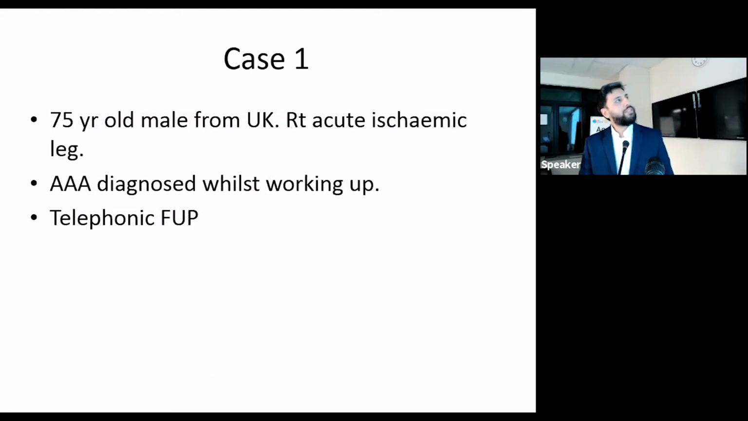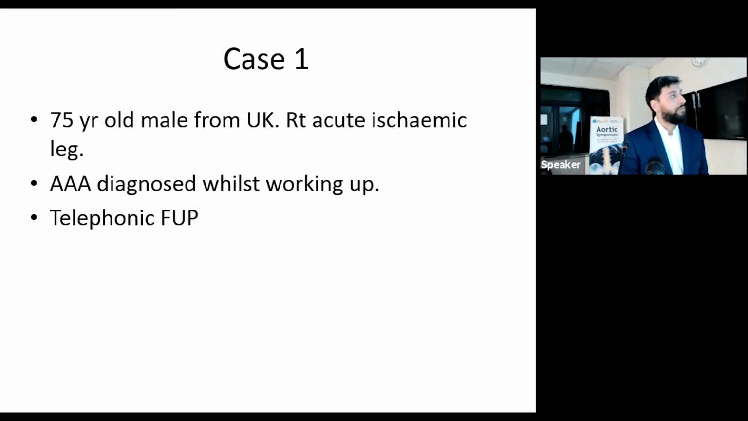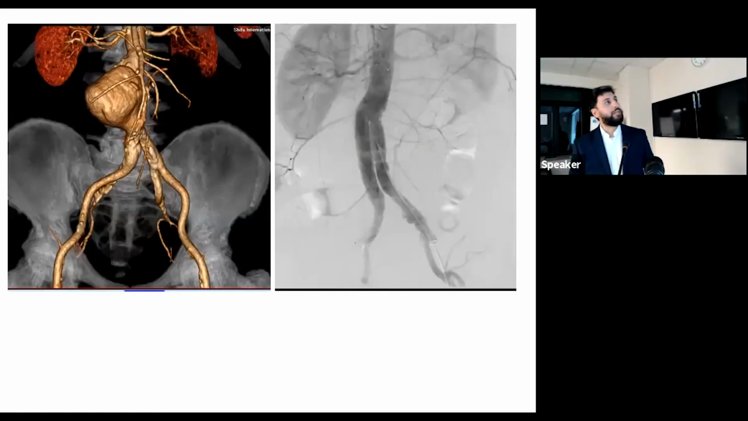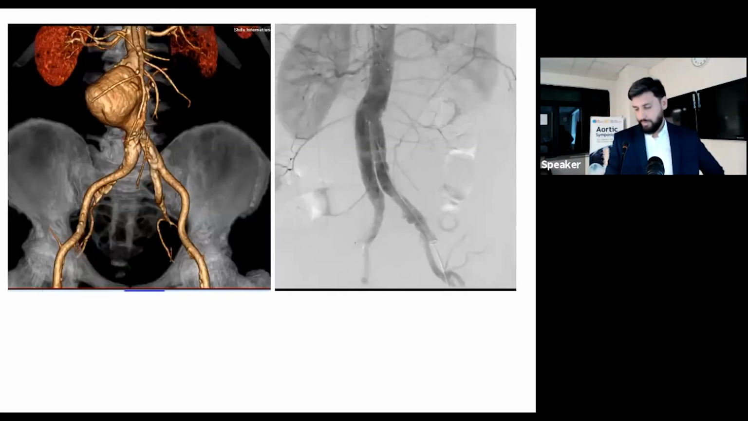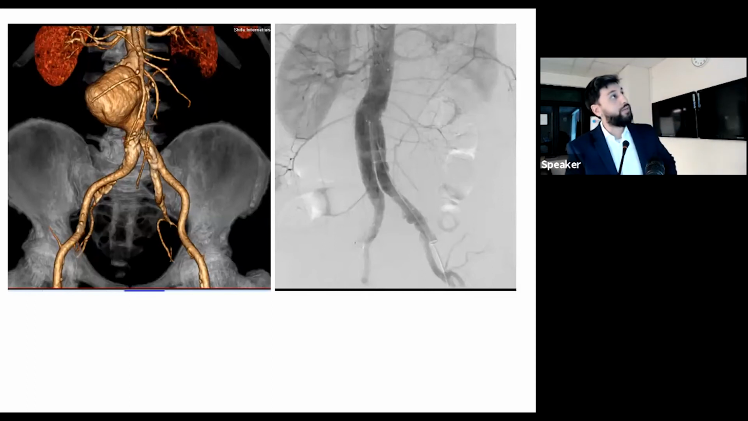But what we do is state-of-the-art vascular work as well. The first case is a 75-year-old gentleman from the UK. He presented with an acute ischemic right leg, and while being worked up for that, was discovered to have an abdominal aortic aneurysm. We've been following up this case over the telephone. Dr. Umar tells me he's spoken to the patient a number of times over the years, and he's fine. You can see this is quite a large intrarenal abdominal aortic aneurysm that was repaired endovascularly with a good result.